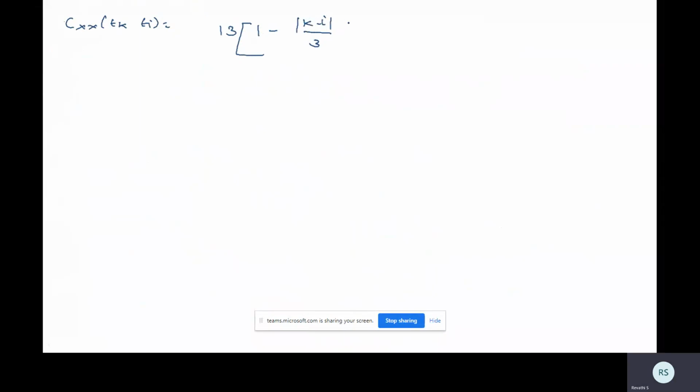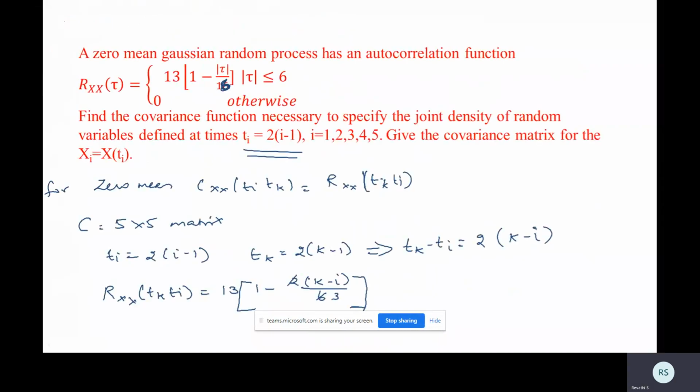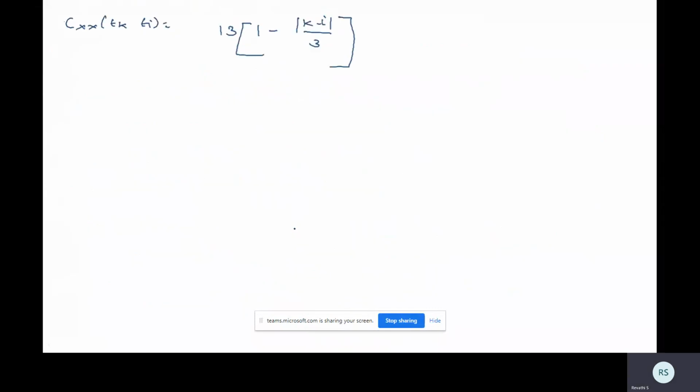You have to take the modulus. I think here I forgot to write modulus. K minus I modulus. Modulus means that whenever you are on the negative side, it is the same thing, you have to take it as a positive value. So this is K minus I modulus divided by 3. So you got the covariance formula.